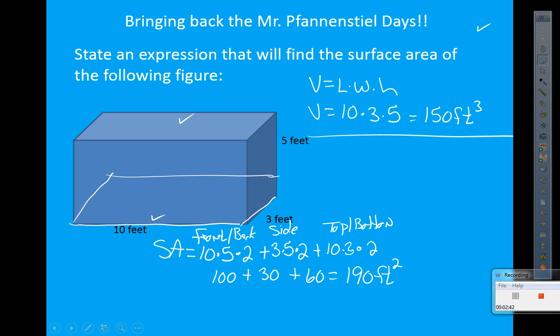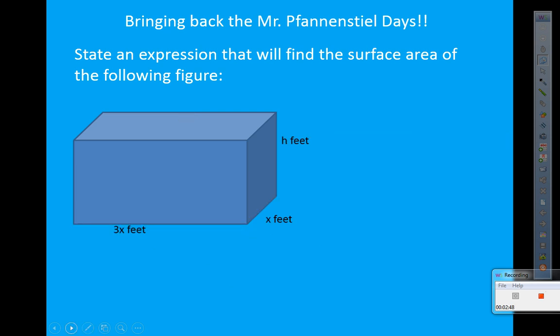So I need you to remember how to do that. My next is the exact same box, but I threw away the numbers. I need you to be able to think through that also. So here goes this. I'd like to figure out the surface area of this, and then I may come back and figure out the volume of it.